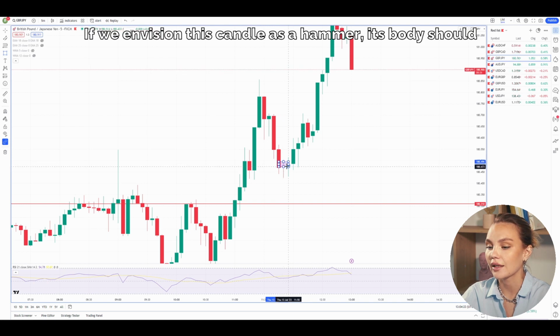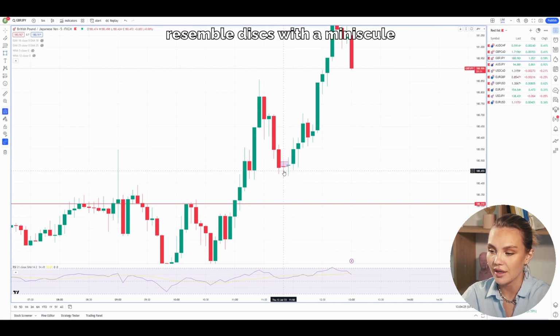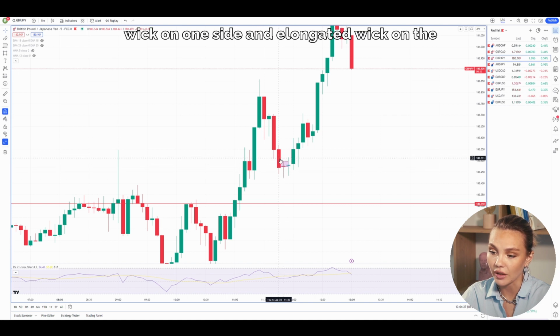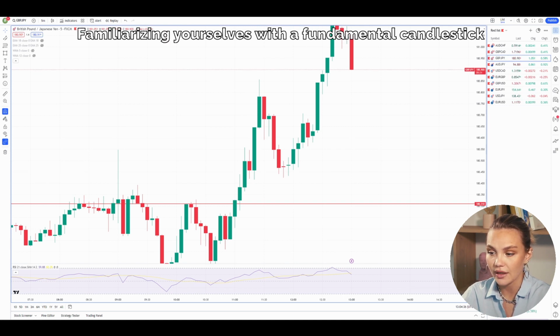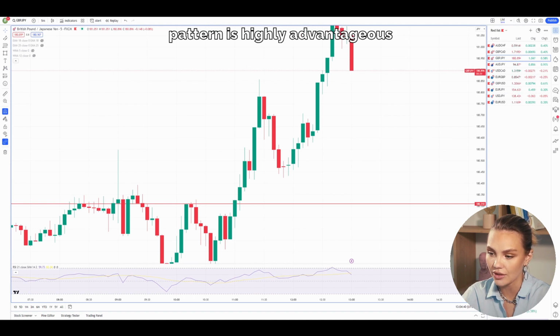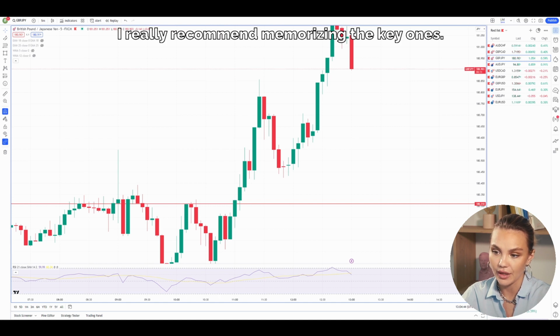If we envision this candle as a hammer, its body should resemble this, with a minuscule wick on one side and an elongated wick on the other, alongside an exceedingly small body. Familiarizing yourselves with the fundamental candlestick patterns is highly advantageous for binary options trading. I really recommend memorizing the key ones.